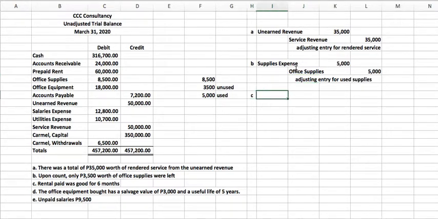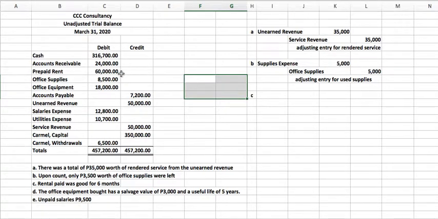Letter C. The rental paid was good for 6 months. So we have here prepaid rent of 60,000. We have to expire 1 month, because from March 1 to 31, that's 1 month. 60,000 is good for 6 months as mentioned, so that's 60,000 divided by 6. That's 10,000 per month.